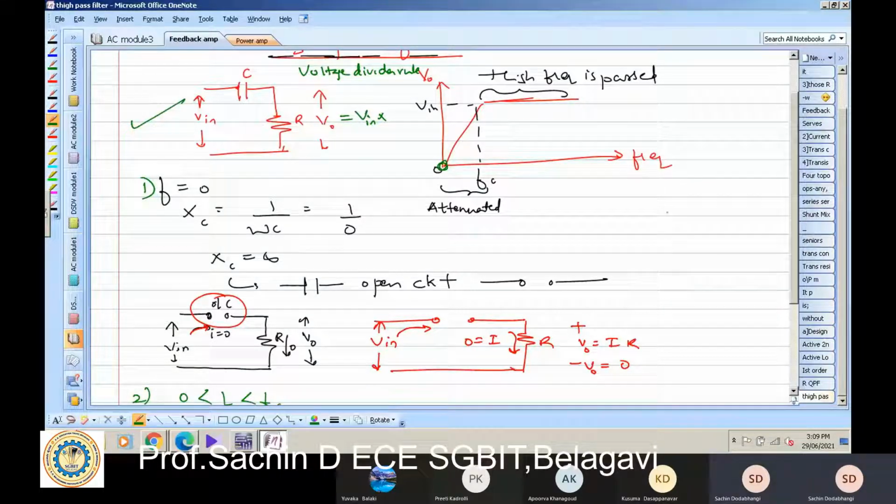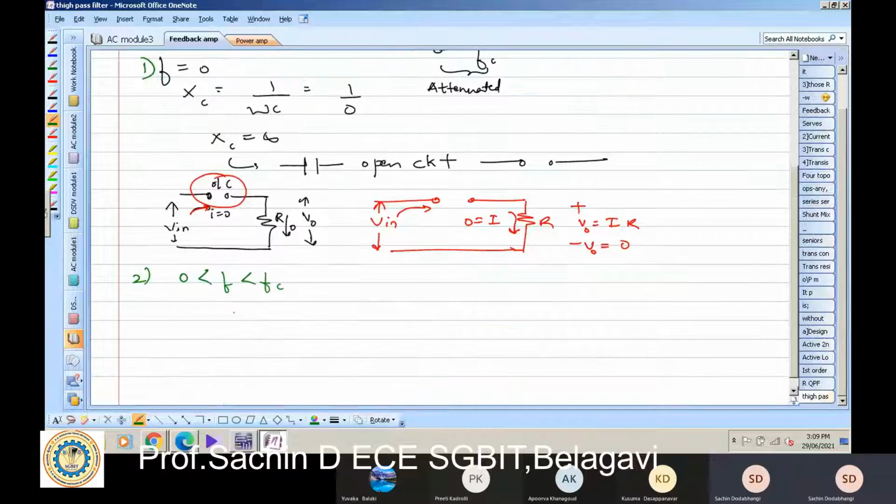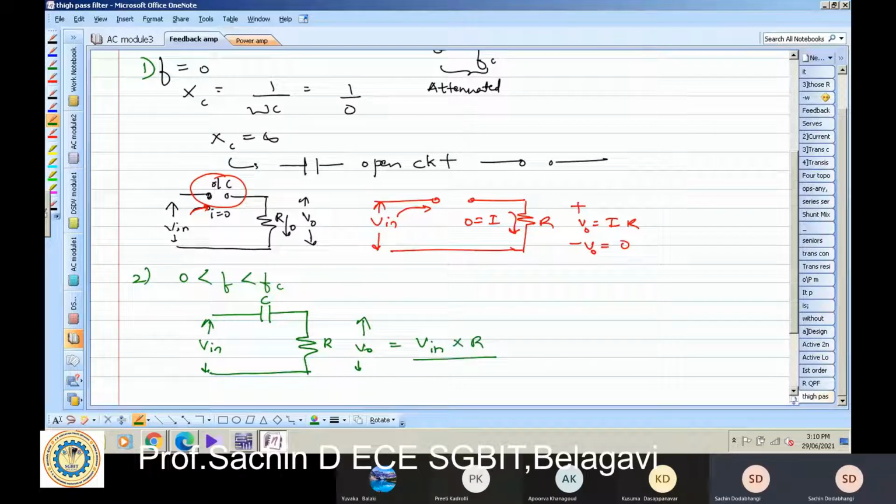Okay, I'll draw the diagram here once again. My capacitor, resistor, and here is my input voltage. This is my capacitor. Capacitor is having reactance XC, so I'll write a C here, and R. So this is my output voltage. Output voltage is given by applying the voltage divider rule: V in into the voltage across R, divided by R minus jXC.